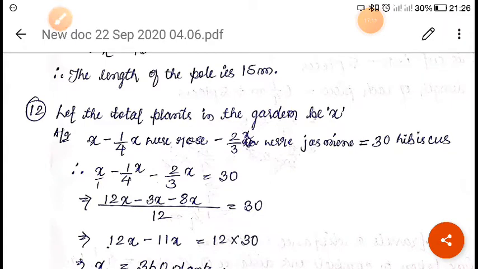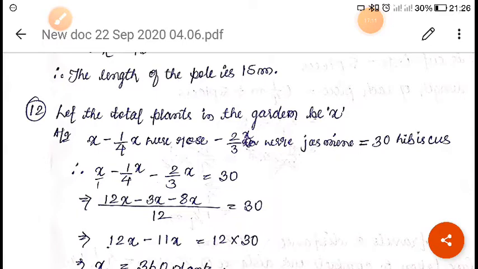The next question is also the same, okay. In the garden, 1 by 4th of the plants were rose plants, okay, and 2 by 3 were jasmine plants, and the remaining 30 were hibiscus plants. How many total plants were there in the garden?